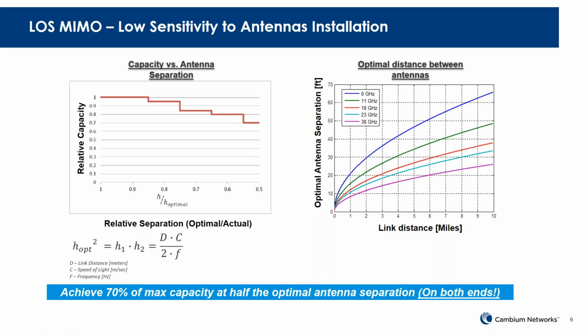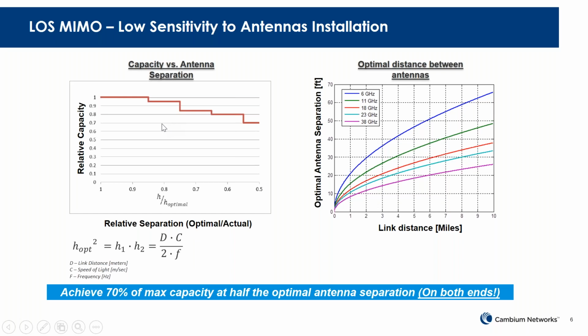So one would say, if I want to achieve optimal separation to get the highest modulation mode possible, for a 6 gigahertz link of, say, 10 miles distance, I would need more than 60 feet. That's a lot, right? You may say maybe I cannot find the tower space that allows me to achieve such a separation. But the thing is that you don't have to have this optimal separation. You don't have to have perfect separation.